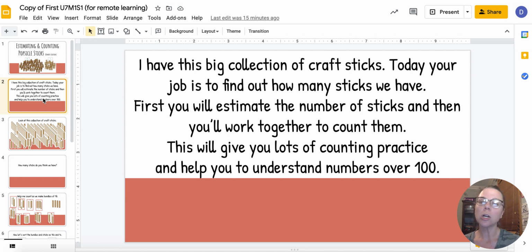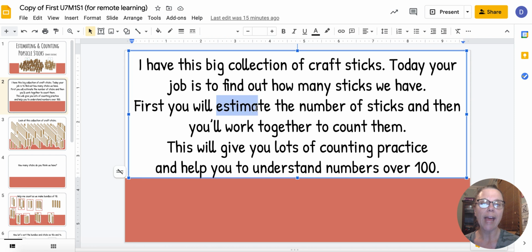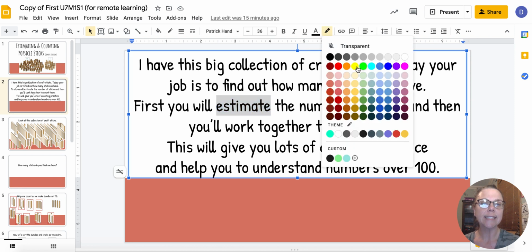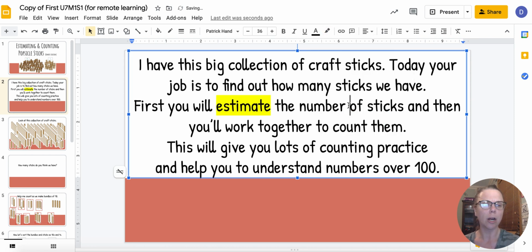What does the word estimate mean? It says first you will estimate. Estimate how many sticks there are. An estimate is a guess, but it's like a really smart guess. It's not just like any guess. It's using your brain to think about why you think that's a good answer.